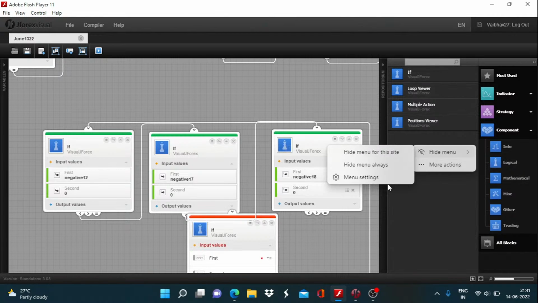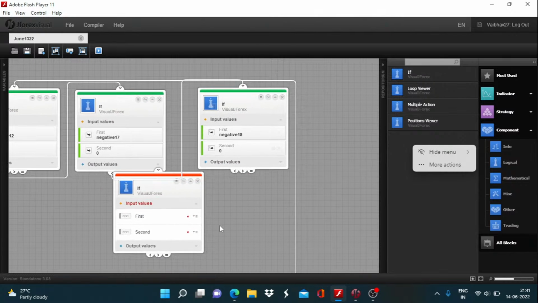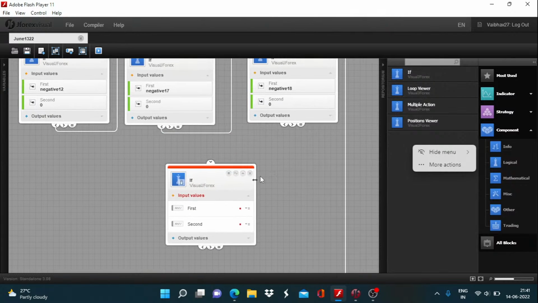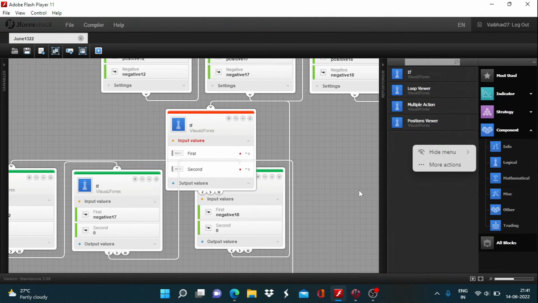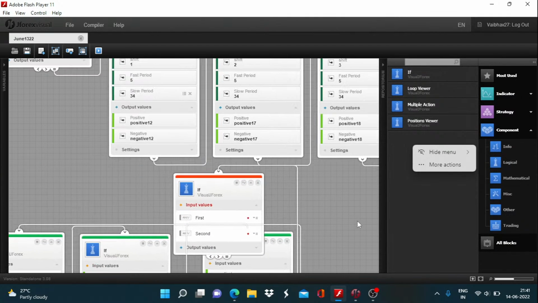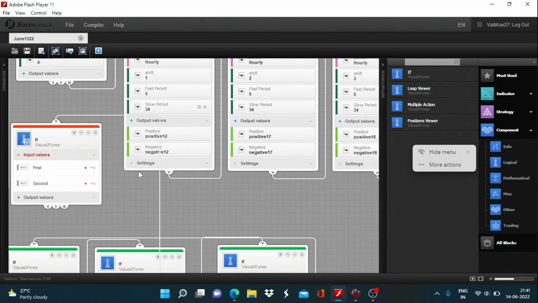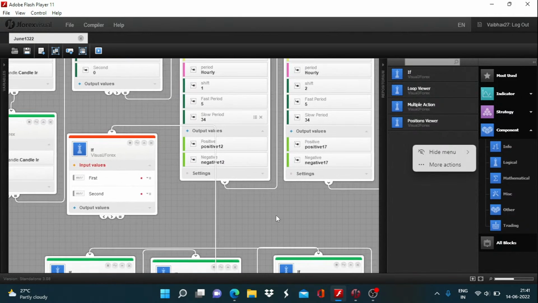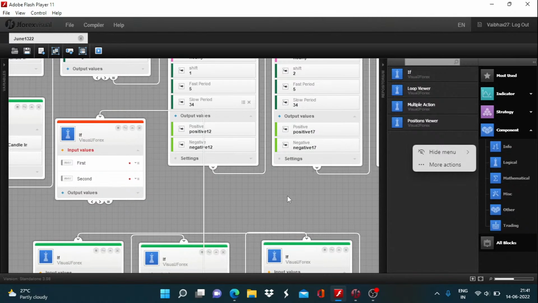there also. So first input again less than second input. Then in the last hour it should have started to rise. So we will need the negative 12 to be greater than negative 17.